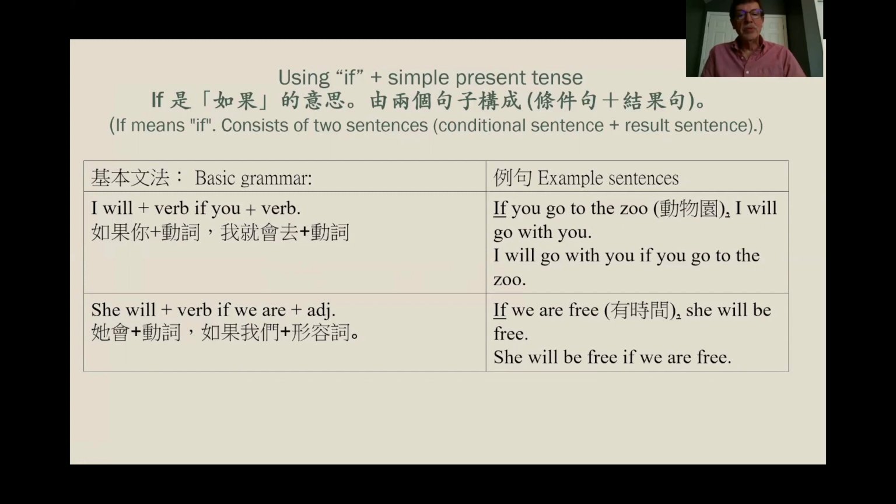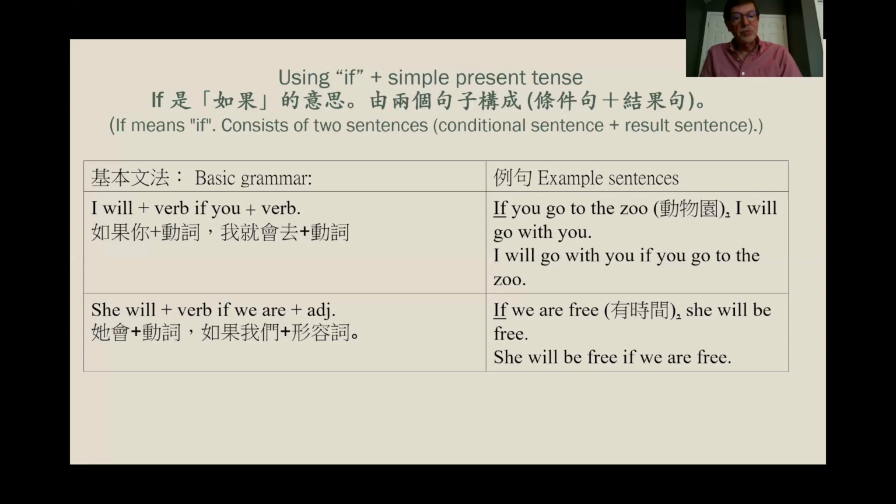So these examples that are used here are very basic and pretty simple, and I think you'll find this is a pretty simple concept. Okay, so the first one, basic grammar: I will plus a verb, if you plus a verb. Example: if you go to the zoo, I will go with you. So what we've done here: if you go to the zoo, present tense; I will go with you, future tense. You can do it the other way around as well. I will go with you if you go to the zoo. Pretty simple. But the point here, and we'll have a few more examples to follow, is that you use future and present tense together in terms of conversation and in terms of writing.